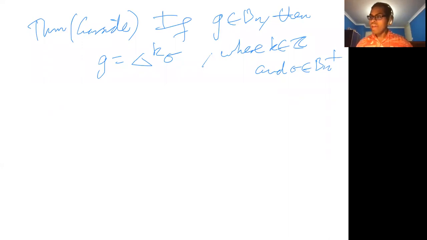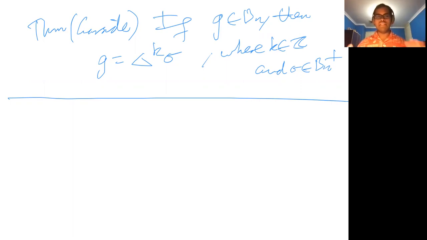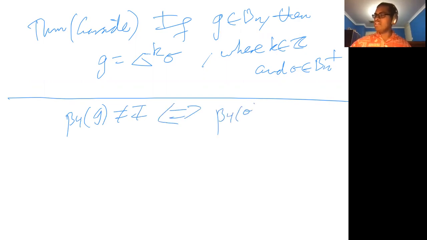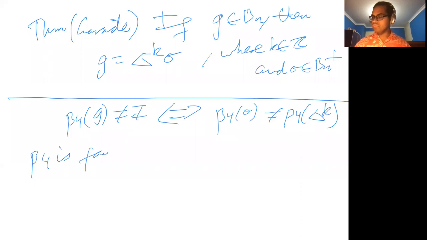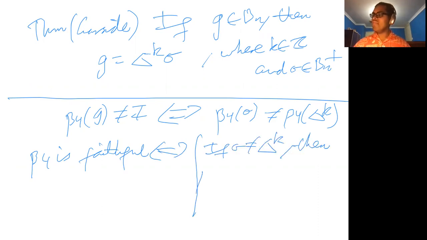And okay, so that's really cool, but what does it tell us about the faithfulness problem? So already it tells us a lot. First of all, let's replace k with minus k, just for aesthetic purposes. It's the same thing because k is an integer. Now we see that beta 4 of G is not the identity if and only if beta 4 of sigma is not beta 4 of delta to the k. Okay, so what does that mean? It means that beta 4 is faithful if and only if the following statement is true: if sigma is not equal to delta to the k, then beta 4 of sigma is not equal to beta 4 of delta to the k.